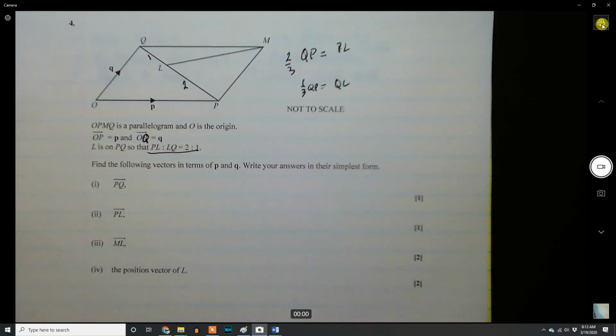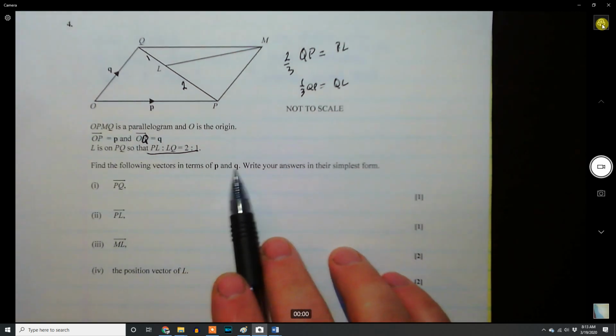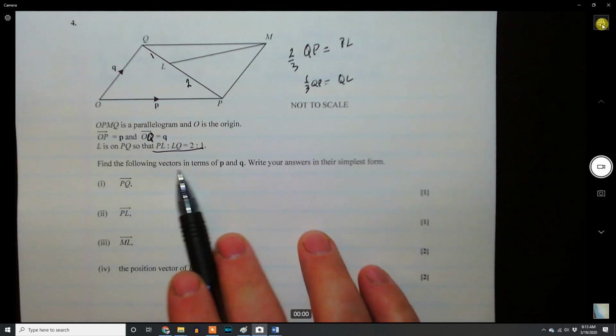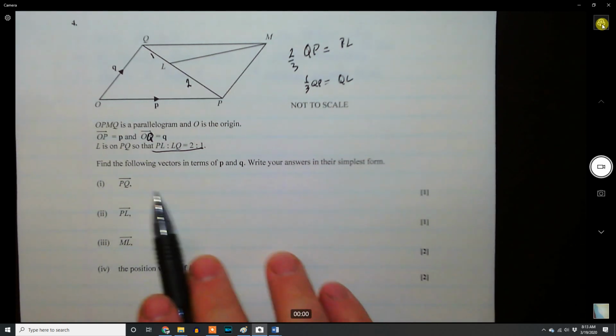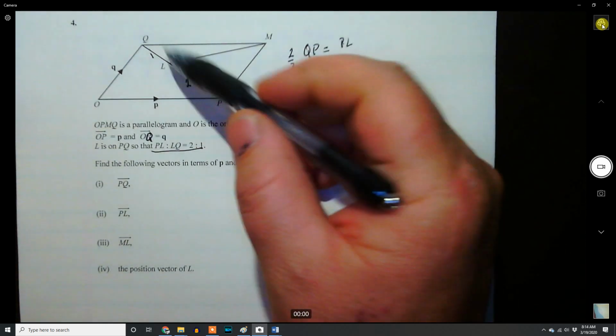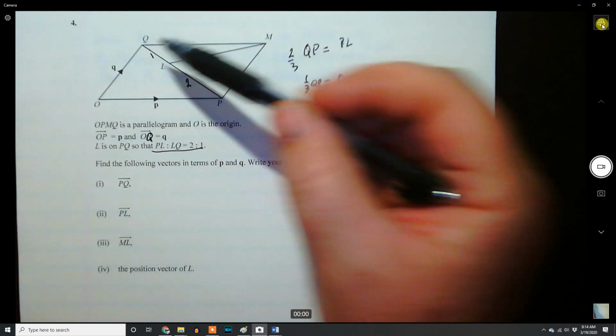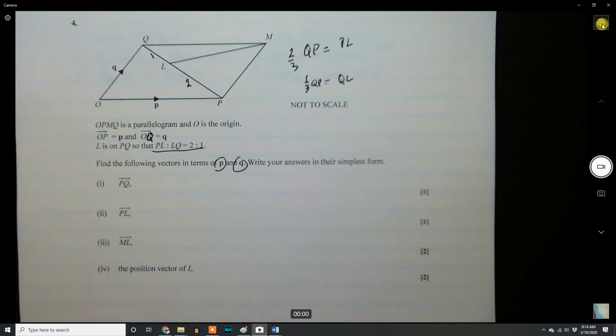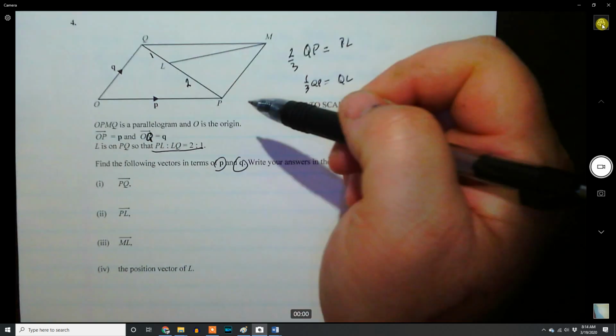All right, now find the following vectors in terms of P and Q. Write your answer in simplest form. So P to Q. So P to Q is from here to here. So how can I go from here to here using these 2 vectors, right? So a vector is a distance and a direction. So I'm starting here, I'm ending there.